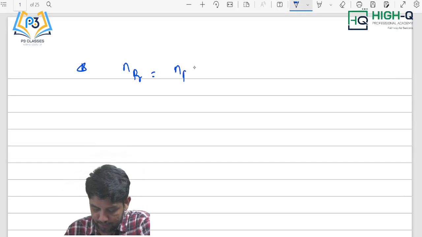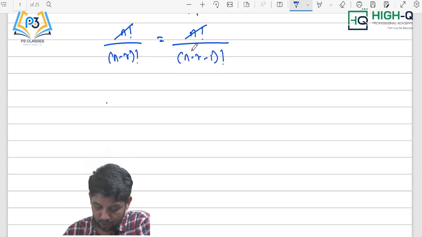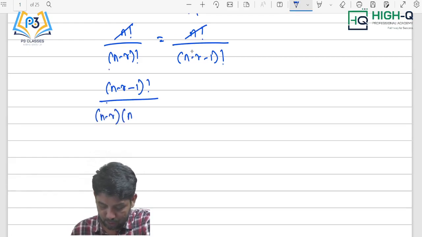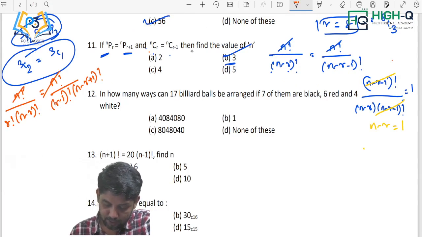nPr is equal to nP(r plus 1). Am I right? Formula: n factorial divided by (n minus r) factorial, and n factorial divided by (n minus r minus 1) factorial. Cancel. So by simplifying, what are you going to get? (n minus r minus 1) factorial divided by (n minus r) factorial can also be written as (n minus r) into (n minus r minus 1) factorial, which is equal to 1. Cut. So can we say n minus r equal to 1? Take it as equation number 1. Next one, nCr is equal to nC(r minus 1).